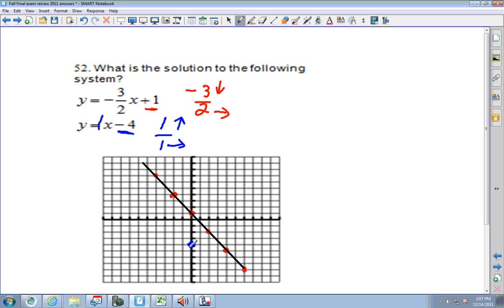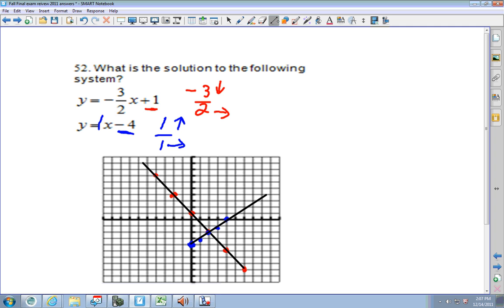So you start at the y-intercept, go up 1 to the right 1 and put a dot. Up 1 to the right 1. That hit the line. Up 1 to the right 1, up 1 to the right 1. All right, I found my intersection, and I've got a few points graphed, so let's draw our line.